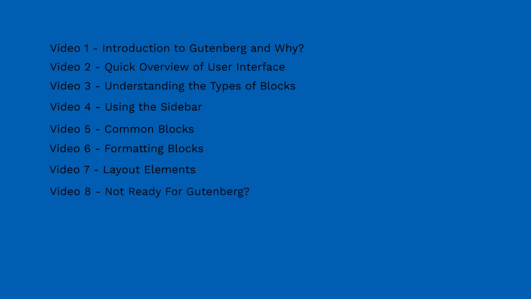And video number 8, we'll talk about if you're not ready for Gutenberg and you do not like the editor after you've seen all of this, how do you go about disabling it? How do you go about reverting to the old classic editor? And this is a big thing. A lot of people do not like Gutenberg, so they prefer to go back to the classic editor. So we want to make sure that you have the options available to you if you choose to go down that route. And of course, last but not least, we got video number 9, which is more editor options.